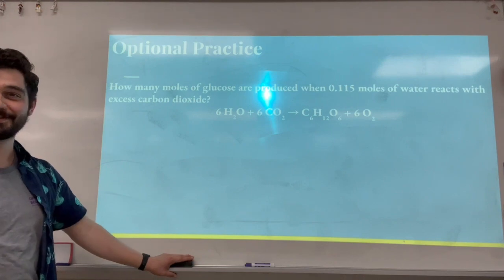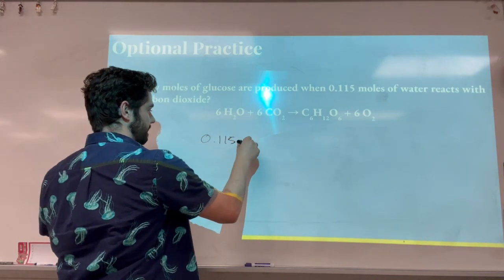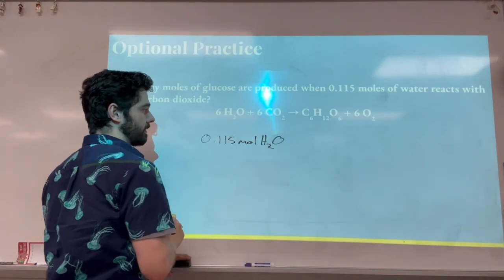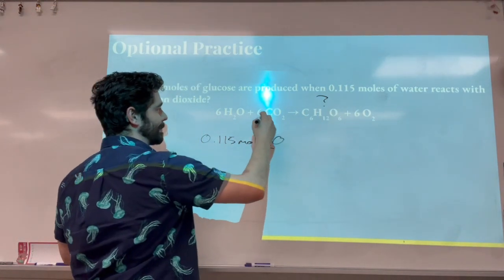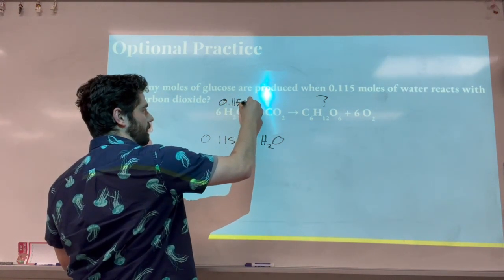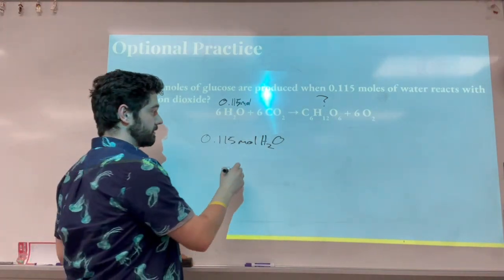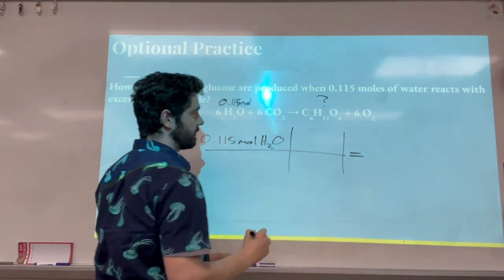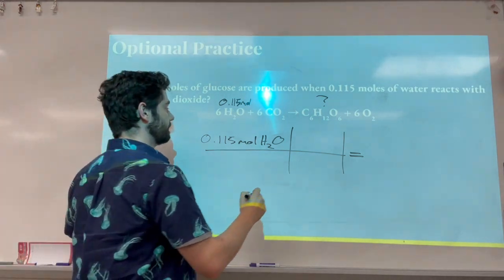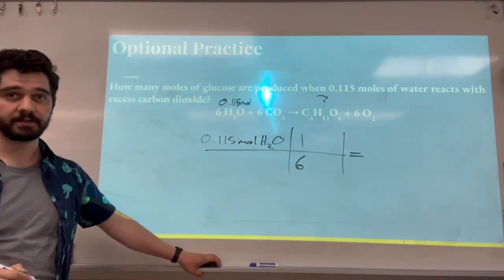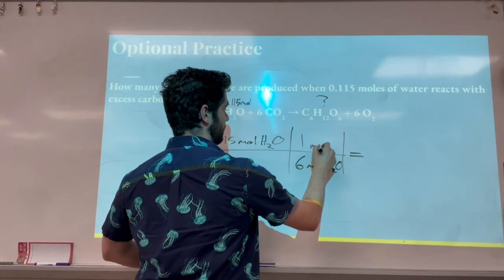Okay, it's balanced. We did it. I have this much water. What am I trying to figure out? How many moles of glucose are produced when 0.115 moles of water reacts with excess carbon dioxide? Notice I'm already in moles, and it's asking for moles. So what's my ratio of water to sugar? 6 to 1. Yes, because 6 moles of water for every 1 mole of sugar.